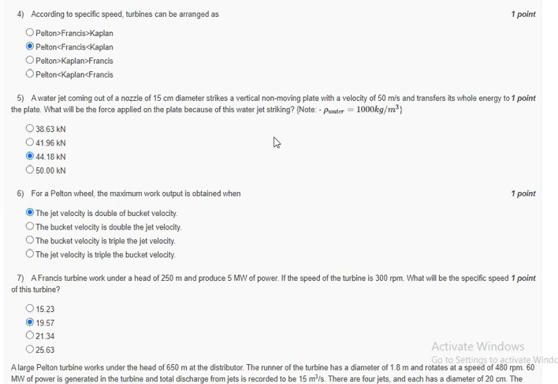So for this numerical, we have the formula: force is rho a v square. So rho is the density, already given 1000, area is pi by 4 d square, d is 0.15 and v is 50 meter per second. If you put all the values, you will get 44.18 kilonewton. So third answer is the correct for this.